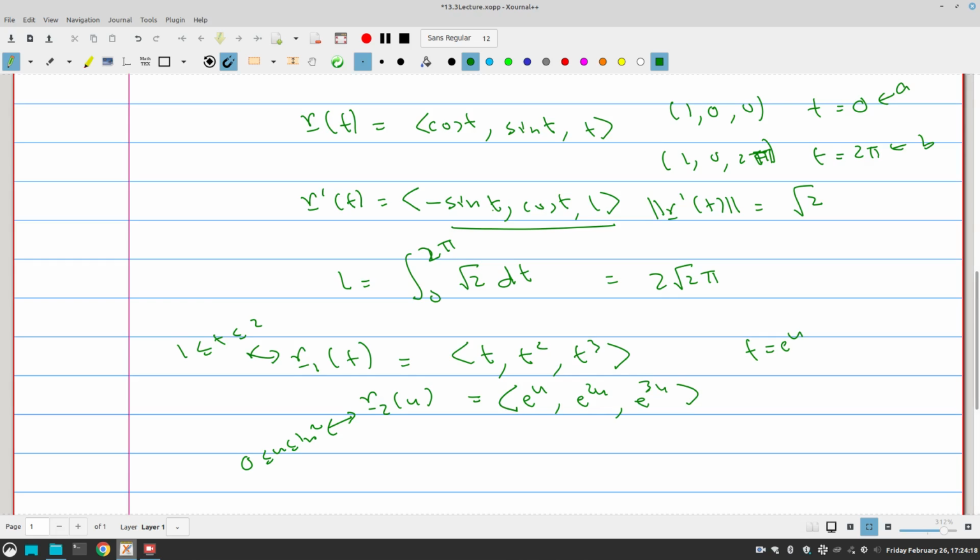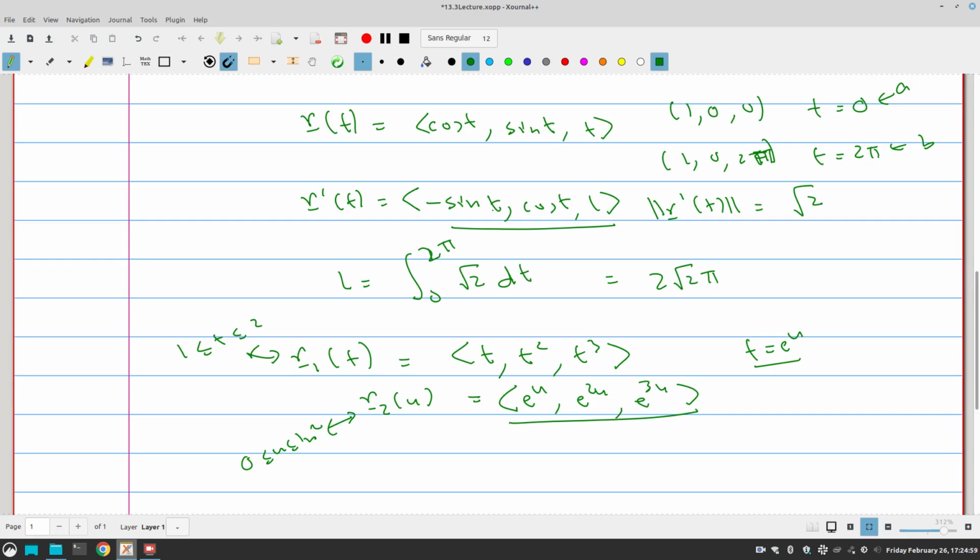So we make the substitution t equals e to the u. The range for this is between 0 and ln 2, because when t is equal to 1, u is equal to 0, and when t is equal to 2, u is equal to ln 2. So we have this 0 to ln 2 range when we're parameterizing in terms of u. If we were to use this parameterization instead, we'd get the same answer. It doesn't really matter what parameterization you use.